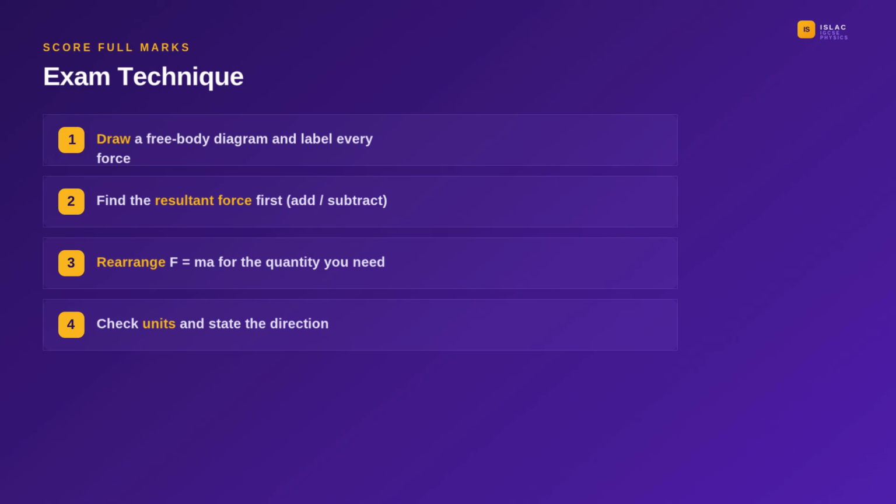And step 4, the easy marks. Always include the correct units and, if asked, the direction. Follow these 4 steps every time and you'll rarely go wrong.